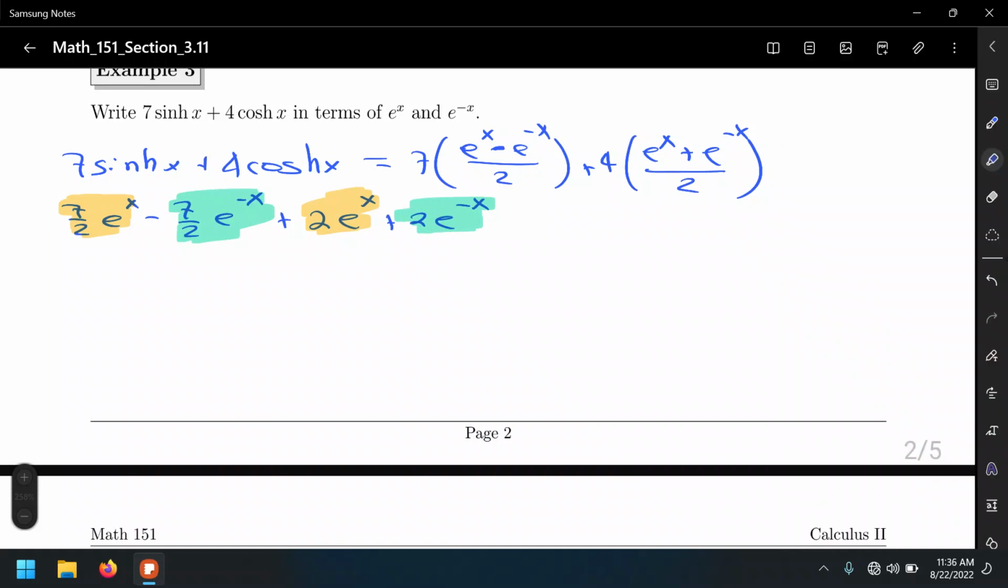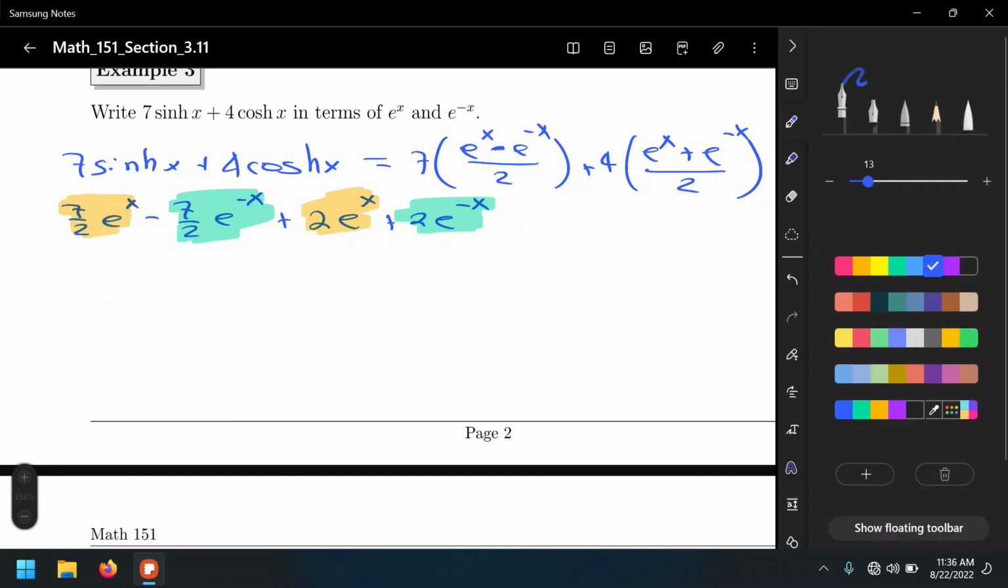The terms I highlighted in yellow are the ones that have the e to the positive x. All we do is combine the coefficients. So 7/2 plus 2. That's 2 times 2 is 4, plus 7. What's 4 plus 7? 5.5. So that's 11 halves e to the x and negative 3 halves, I believe it is, e to the negative x. And that's our final answer.